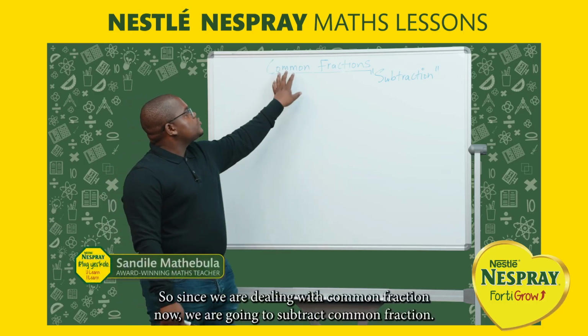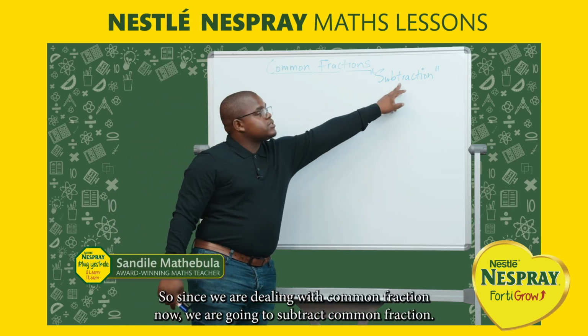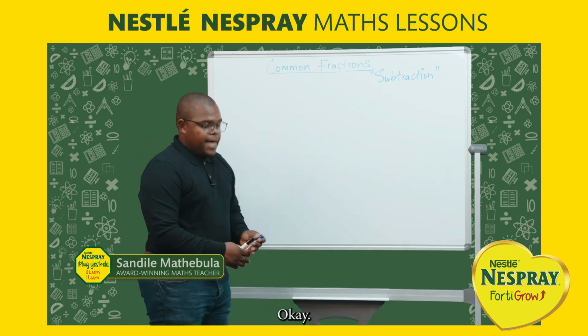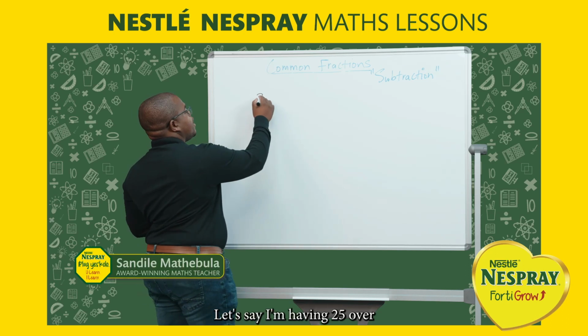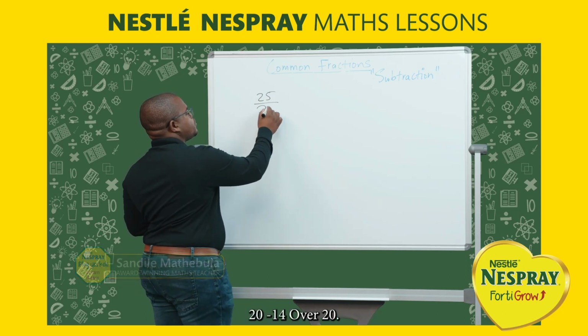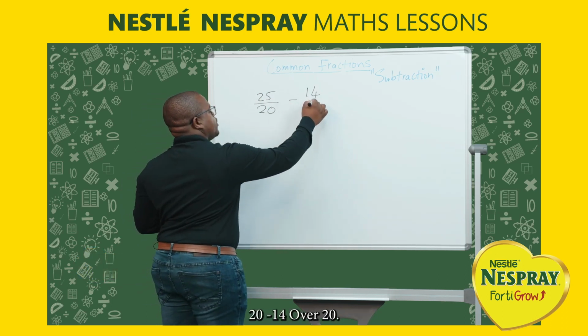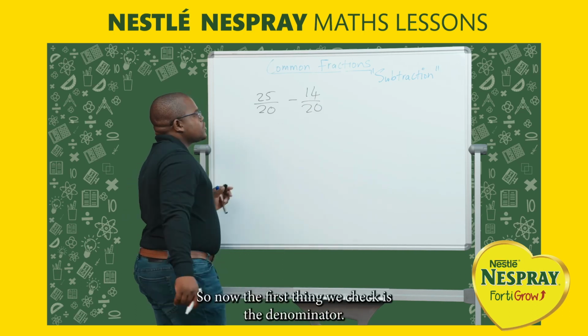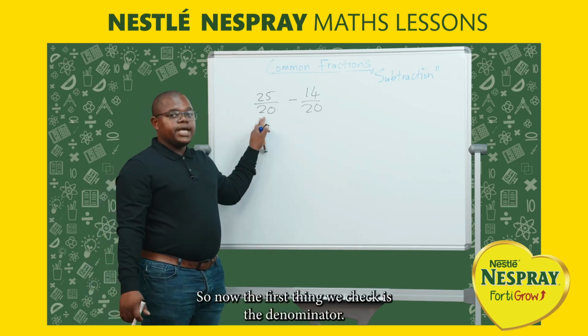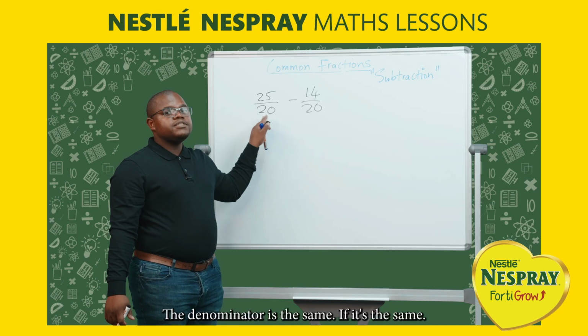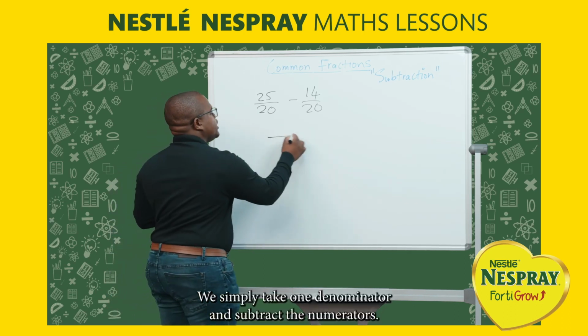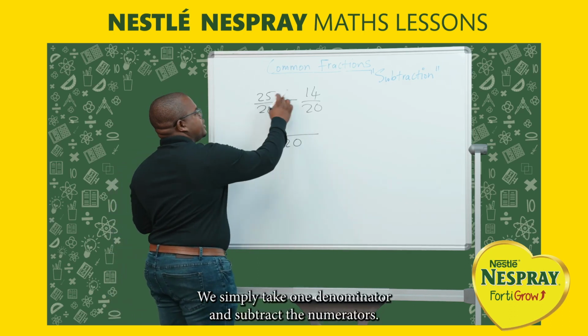Okay, so since we are dealing with common fractions, now we are going to subtract common fractions. Let's say I have 25 over 20 minus 14 over 20. The first thing we check is the denominator. The denominator is the same. If it's the same, we simply take one denominator and subtract the numerators.